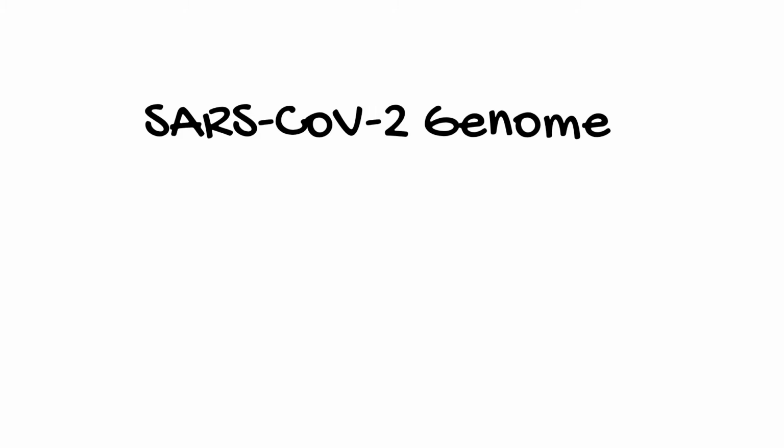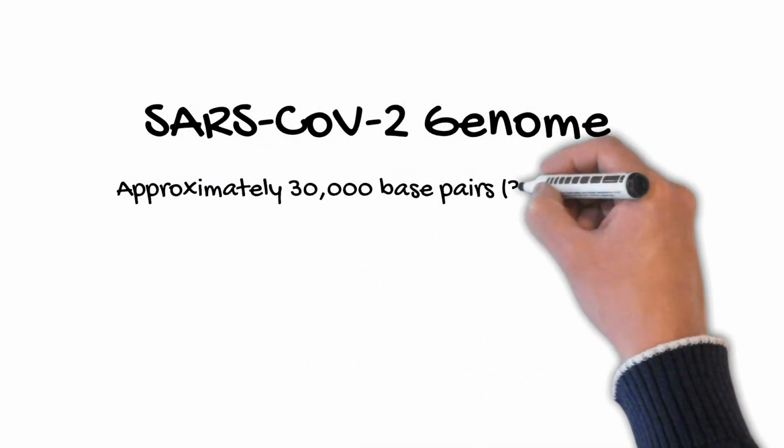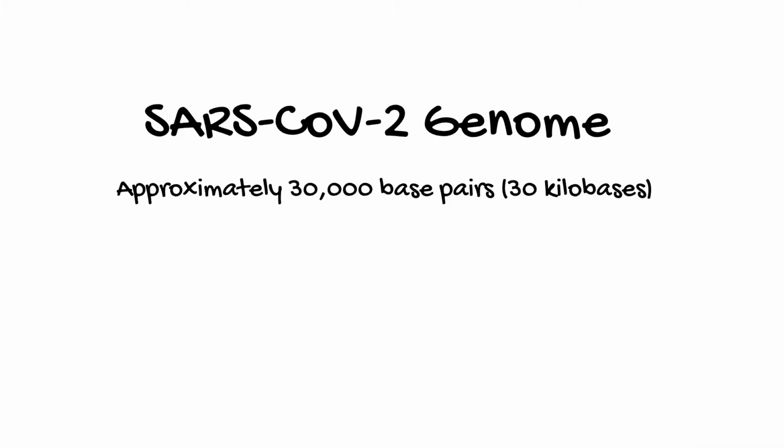To begin, you should know that it is possible for anyone to look up the genetic sequence of SARS-CoV-2 through a simple internet search. The entire virus, meaning all of its structural and functional components, is just under 30,000 base pairs in length. Now, in case you want to impress your friends at a party, you could also say 30 kilobases. Now, here's what a portion of the sequence looks like.